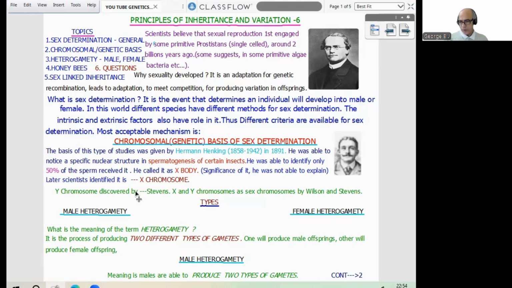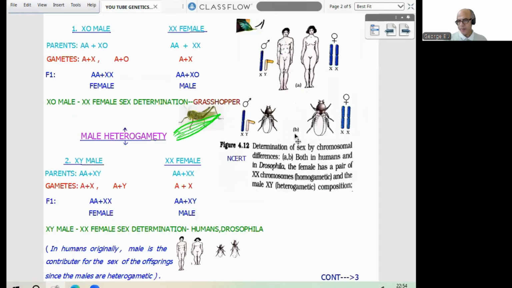After that, we entered into the chromosomal, most acceptable theory, the chromosomal genetic basis of sex determination, of which Hermann Henking, 1891, studied spermatogenesis of certain insects. Sperm will be carrying a specific structure. Only 50% sperms have that, and 50% lack it. He called it the X body, later it became the X chromosome. Now types: male heterogamety, female heterogamety, that is 2 types of gametes will be produced. Male heterogamety, 2 types.